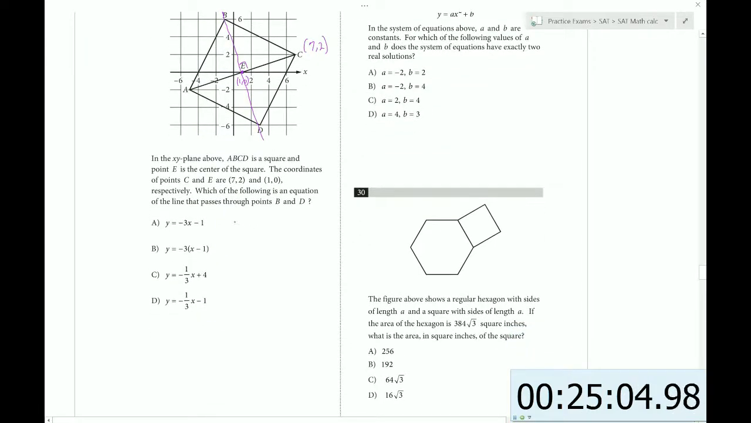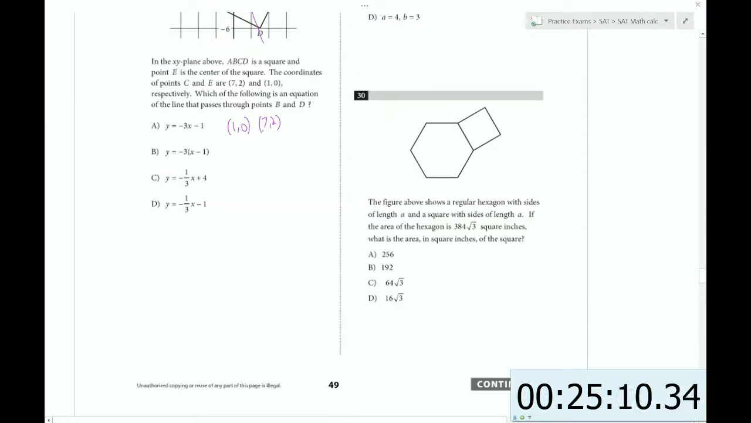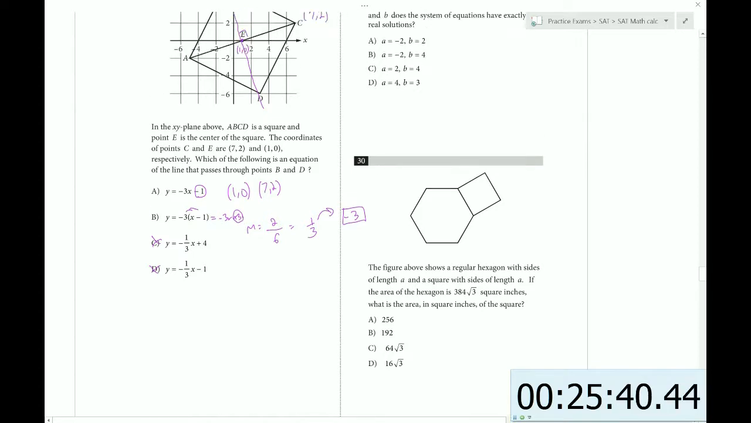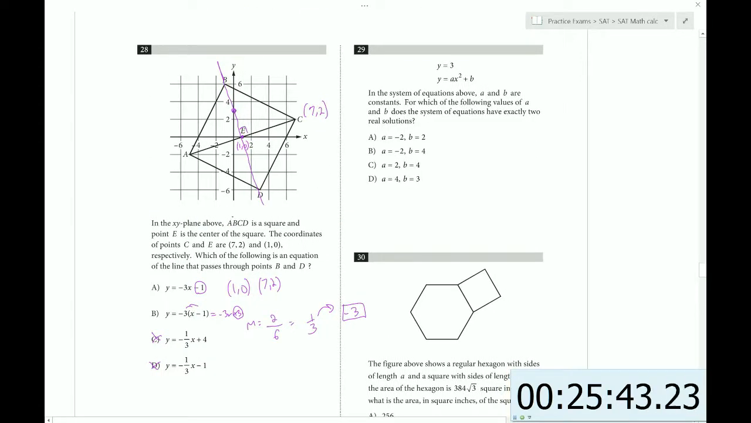So let's start with 1, 0 and 7, 2. We'll find the slope. The change in y, 2 minus 0, is 2. Change in x, 7 minus 1, is 6. So that slope is 1/3. Take the negative reciprocal of that, and we end up with negative 3 over 1. So we're looking for a slope of negative 3. So choice C and D are out. Now we just need to get the y-intercept. If you distribute the negative 3 through here, this will equal negative 3x plus 3. So it's either negative 1 or plus 3 for our y-intercept. And as you can see, it seems to cross at plus 3. So let's go with choice B.